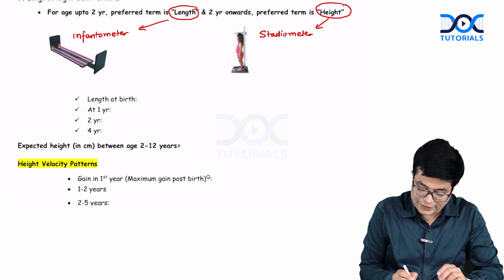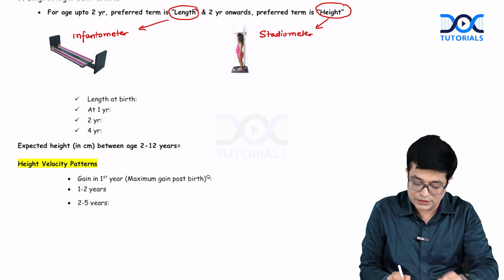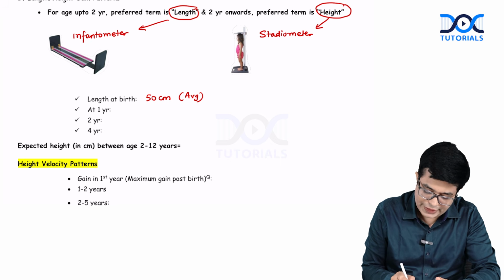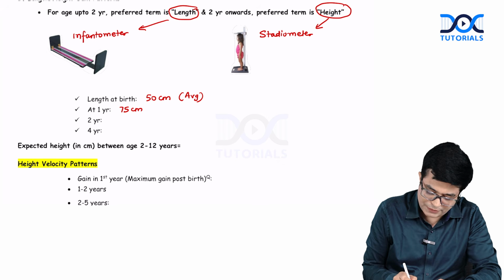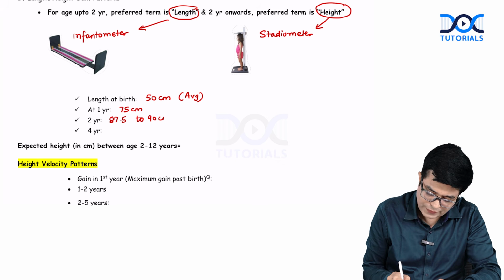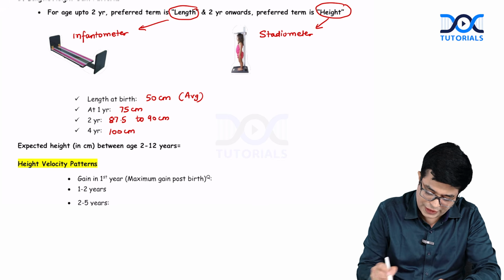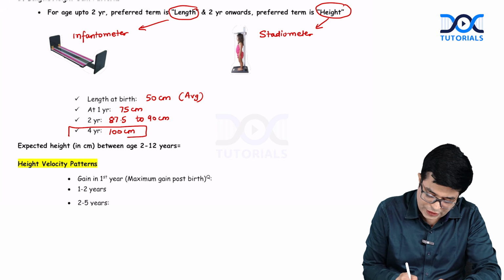In every normal child, the length at birth is on average 50 centimeters. At 1 year, if the child is growing normally, it will become 75 centimeters. At 2 years, it becomes 87.5 to 90 centimeters. And at 4 years, it becomes 100 centimeters. And this is a very, very important MCQ point. I'm putting a Q on top of it.